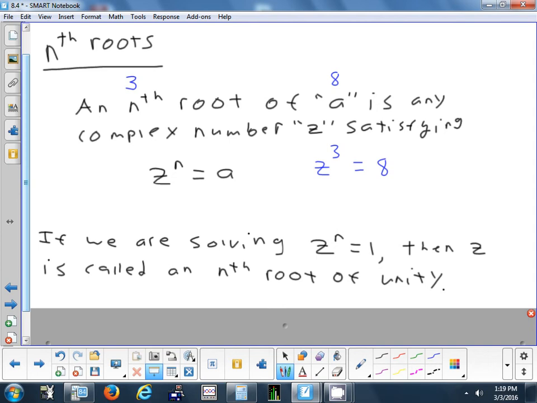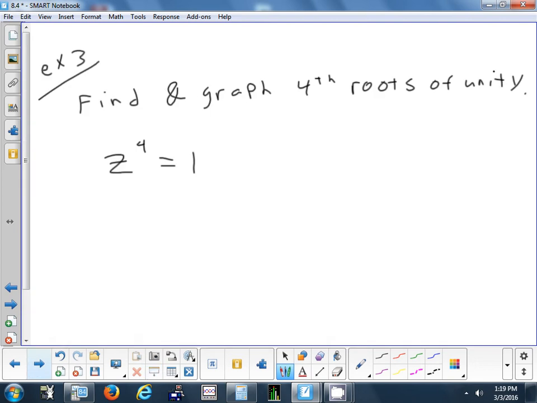Right? So if I wanted to find, let's say, the 4th roots of 1, which is a problem we're going to do, I would set it up just like that. This is the problem to find the 4th roots of 1, or unity.